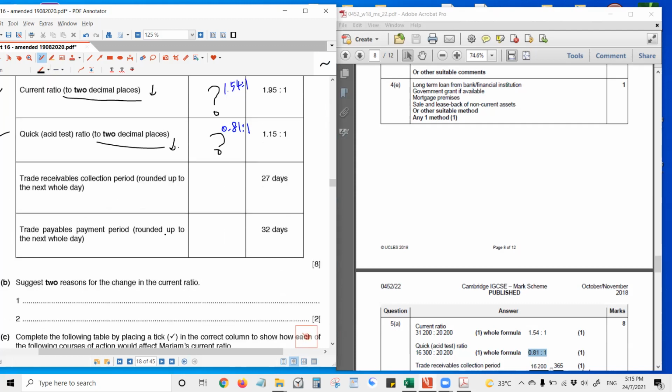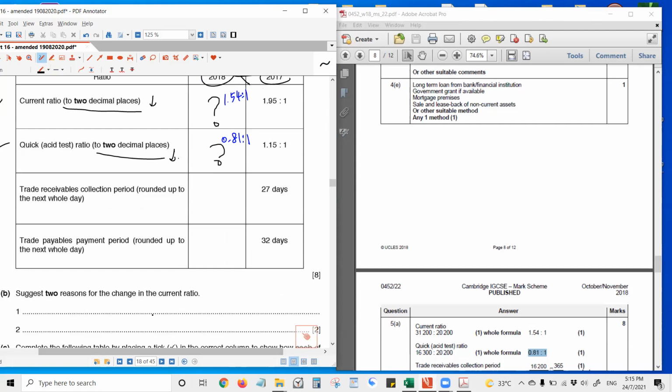Okay, we look at the B. Suggest two reasons for the change in current ratio. Okay, very easy. If you know the formula, you know what has changed. Current ratio is CA over CL, right? Only two possibilities. First possibility, CA has decreased. Second possibility, CL has increased. Agree? Okay, so we write the answers. Very easy.